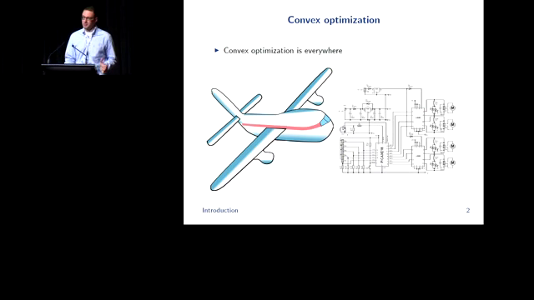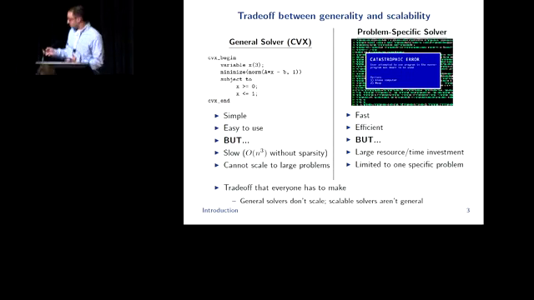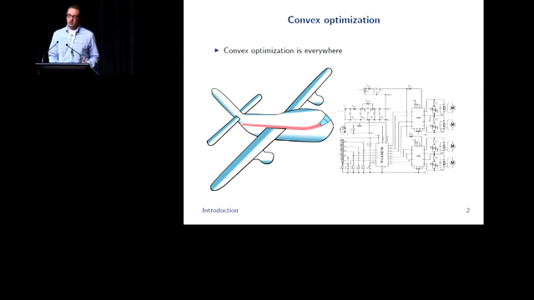So convex optimization in this day and age is everywhere. It builds control systems that keep airplanes in the sky. It does optimal sizing for circuit design, and everything in between. So let's say you're working on one of these applications, and you need to build something that is solved by convex optimization.